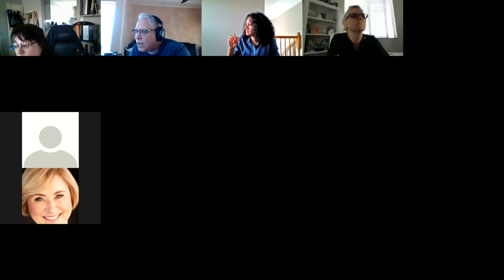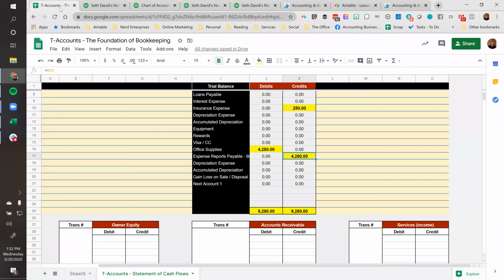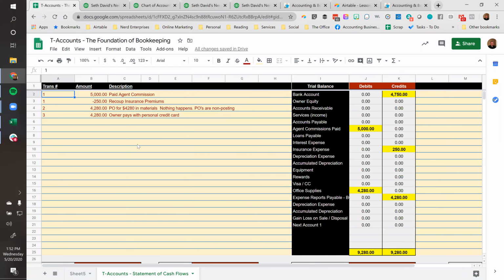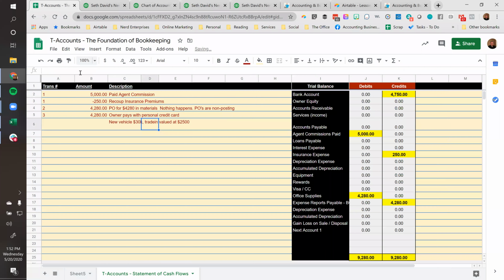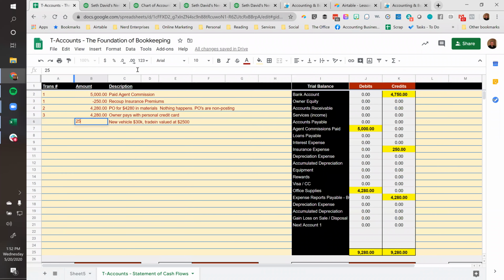All right, so let's go back here. And we'll go into my T accounts. All right, and then let's paste that in. Perfect. So we've got a few things here. We have a new vehicle that we're buying for $30,000, and we've got a trade-in for $2,500. So it's really $30,000. Okay. And then I'm going to hold the trade-in part aside for a minute.